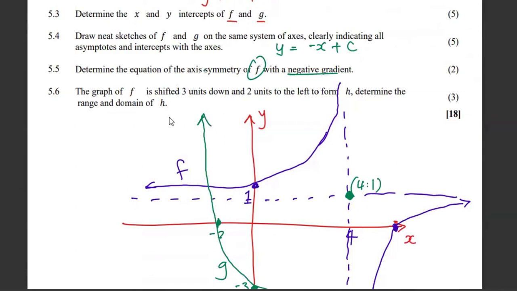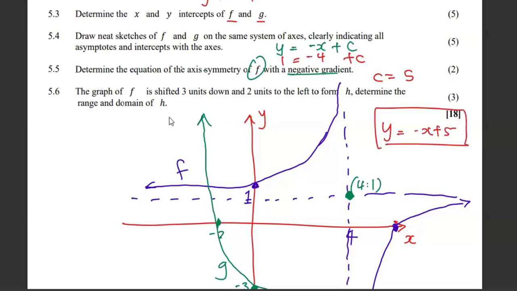Okay, so where there is x, I'll put a 4. Where there is y, I'll put a 1. Move the -4 that side, meaning that c is a 5. So the equation should become y is -x plus 5. And then the graph of f is shifted 3 units down and 2 units to the left.